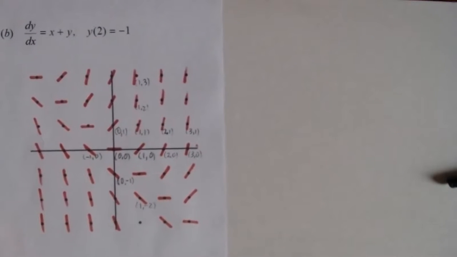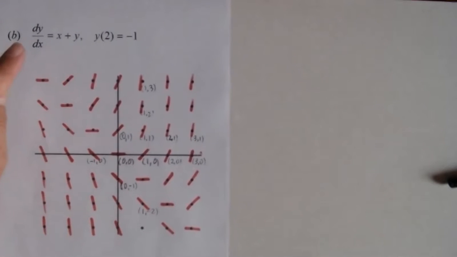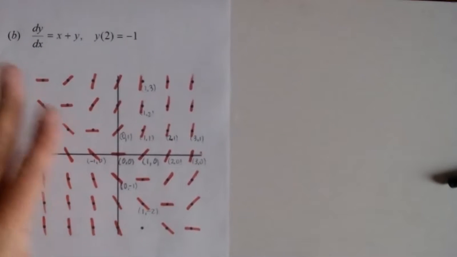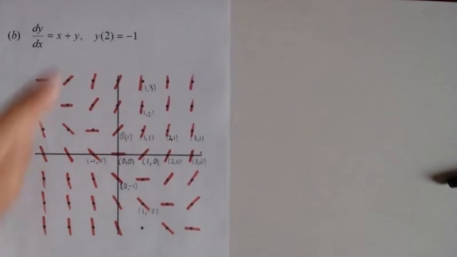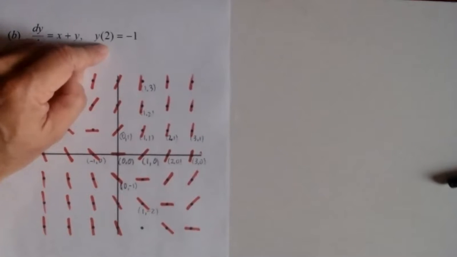So there is the slope field for this differential equation. Now, this is going to give me the directions of the tangent lines. Now, here is the situation. I need to find the solution for this point.